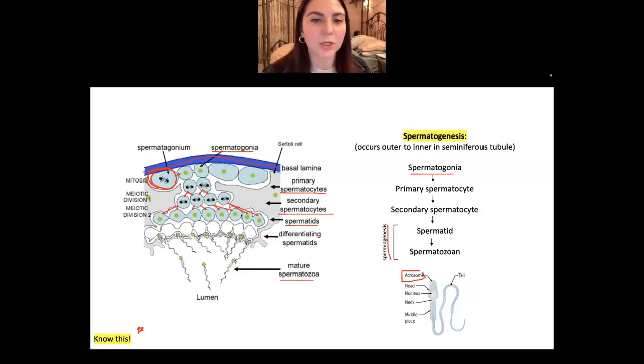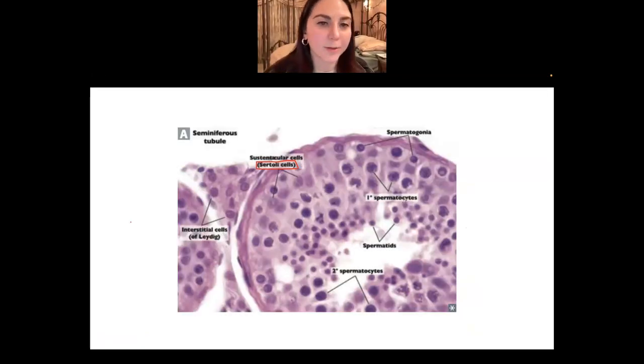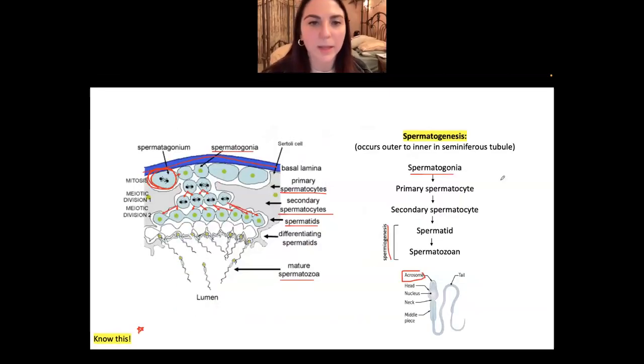So notice that the mature sperm is going to be the innermost, farthest from the seminiferous tubule border. And if we go back to this image, that's kind of what they were trying to do. Here are your spermatogonia all the way up here. Then we have your primary ones, then the secondary ones, and then your spermatids, and then your true sperm are going to be in the middle.